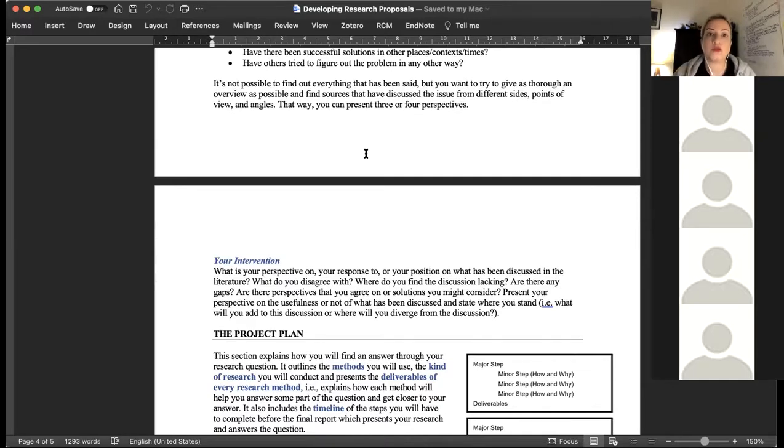What I want you to do is, for each group, every single person should find an article, right? Every single person. So you should have 4 to 5 articles.